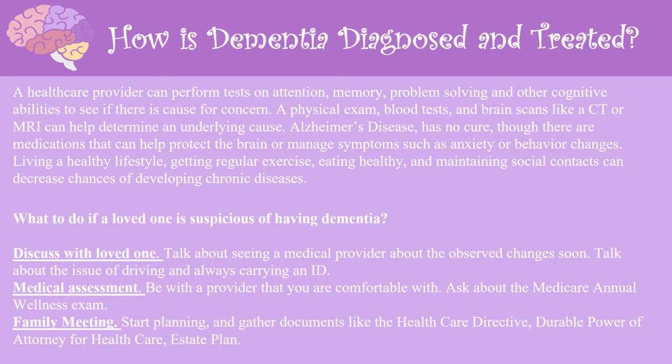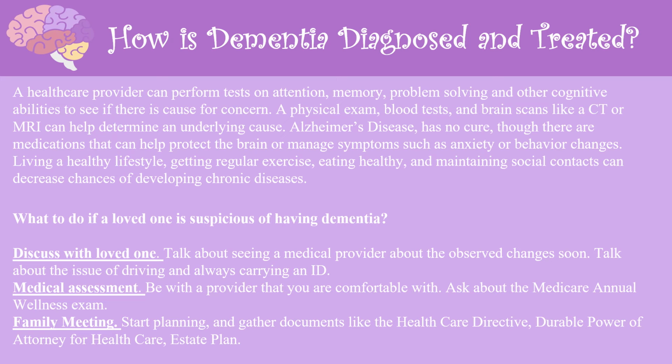How is dementia diagnosed and treated? A healthcare provider can perform tests on attention, memory, problem solving, and other cognitive abilities to see if there is a cause for concern. A physical exam, blood tests, and brain scans like a CT or MRI can help determine an underlying cause. Alzheimer's disease has no cure, though there are medications that can help protect the brain or manage symptoms such as anxiety or behavior changes. Living a healthy lifestyle, getting regular exercise, eating healthy, and maintaining social contacts can decrease chances of developing chronic diseases.